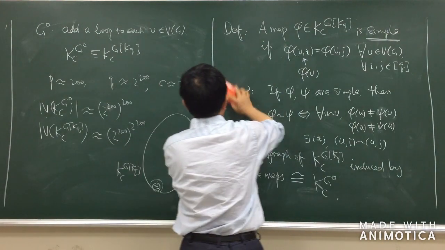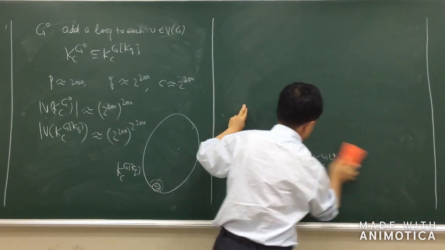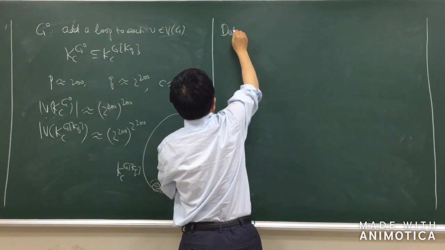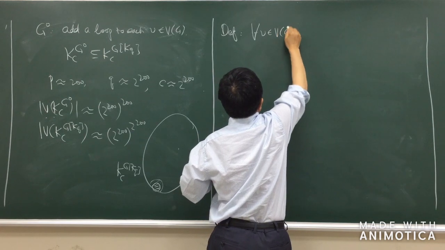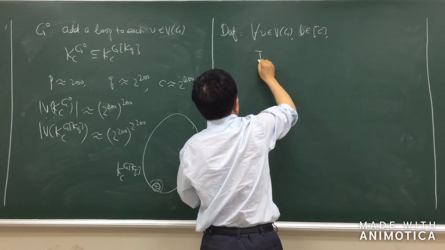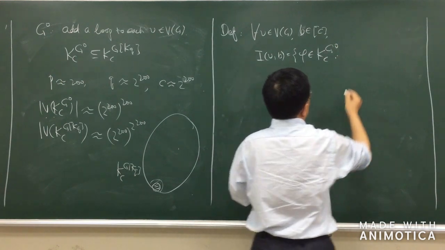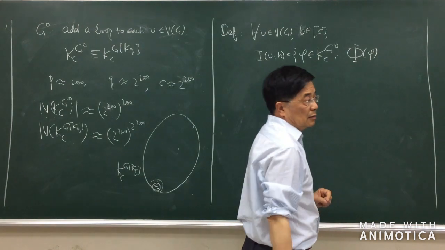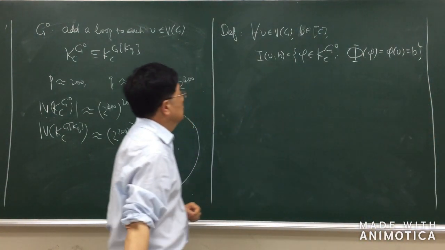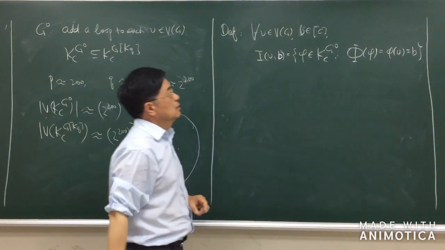Okay, so that is what we need to do. Okay, so again, another definition. For v a vertex of G, and b a color, let I(v,b) be those simple maps phi such that the color of this map, phi(v), equals b. So this is the definition of I(v,b). It's a subset of simple maps.